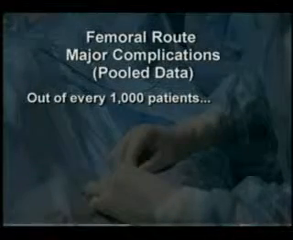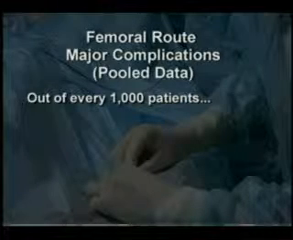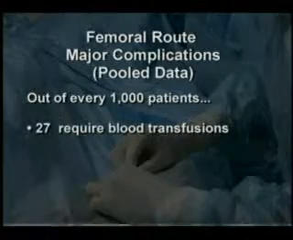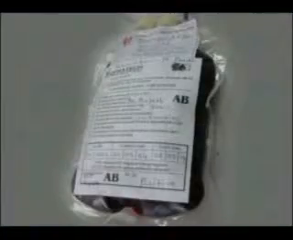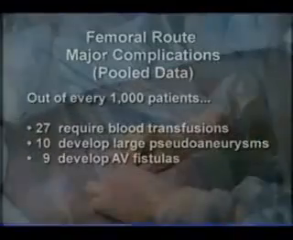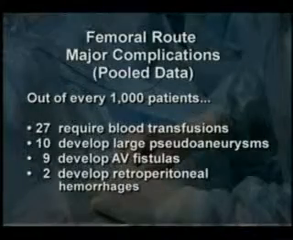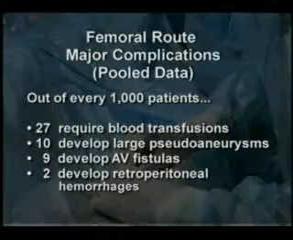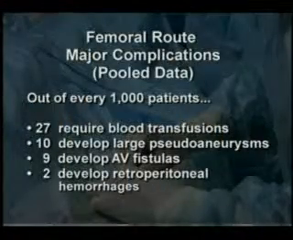Besides patient and nursing staff inconvenience, we all know the downsides of transfemoral intervention. Out of every 1,000 patients who undergo an angiogram or intervention through the femoral route, 27 require blood transfusions, 10 develop large pseudoaneurysms, 9 develop AV fistulas, and 2 develop retroperitoneal hemorrhages. The major complications are not infrequent with the femoral approach.